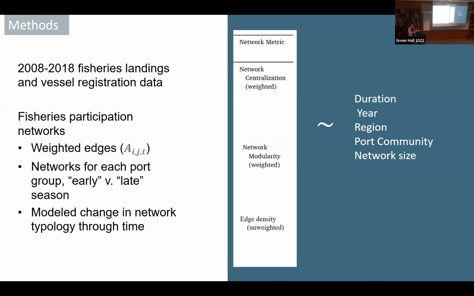Okay, so we use these network metrics as response variables in a set of nested generalized linear models in order to attribute changes in the metrics to the 2016 HAB closures. And we captured the effect of the closures with this closure duration variable that I've listed on the top up here, where the 2016 closures were the only ones in our study that were represented by this high duration closure effect. We then had a medium duration closure for other years and a no closure for the remaining years of the study. We've also included the crab fishing year, the region as North and Central California, the port community, and network size as our predictor variables.